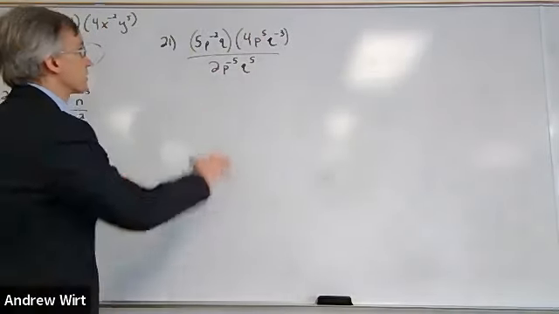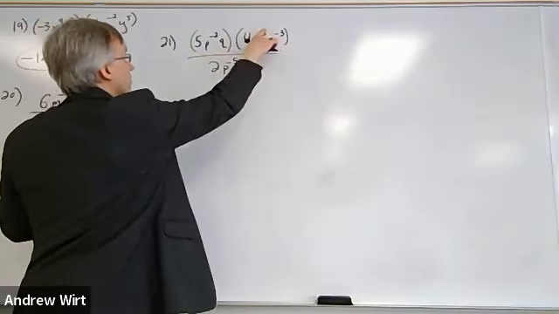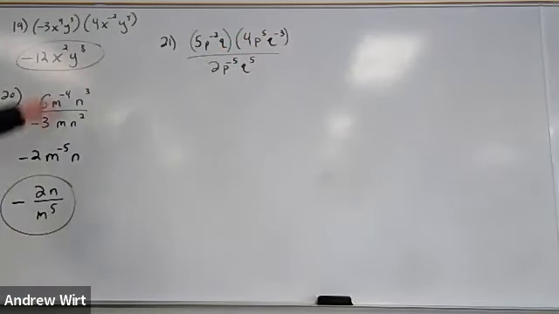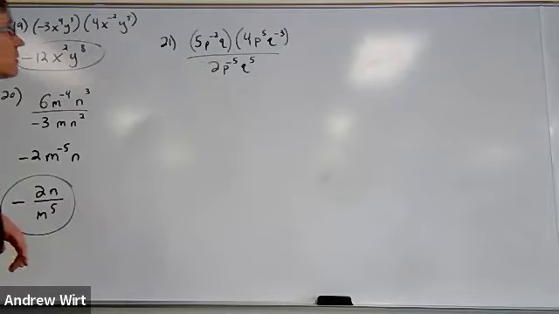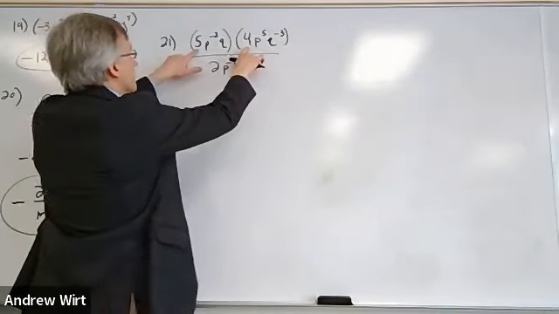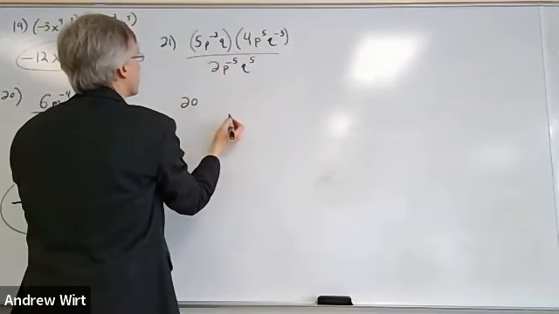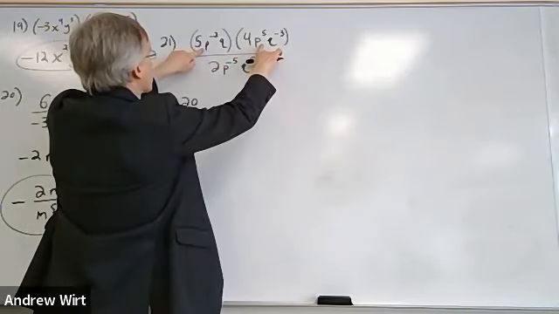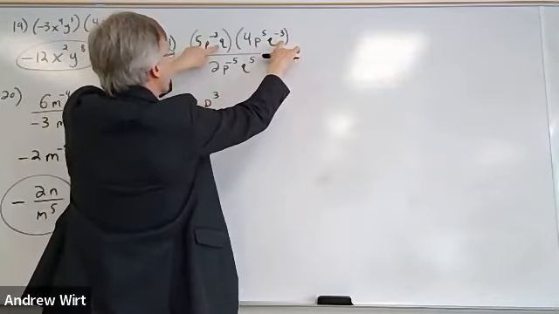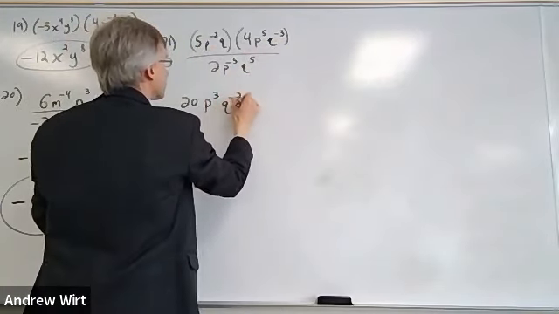So with something like this, what we should do first is simplify this numerator. That's going to be a lot like number 19. And then we'll deal with the denominator. So first up, numbers by numbers. 20 there. Add the exponents here, we get p to the 3rd power. Add the exponents here, we get q to the -2 power.